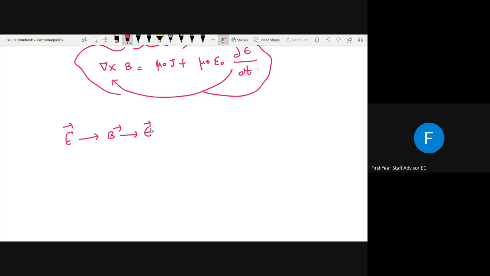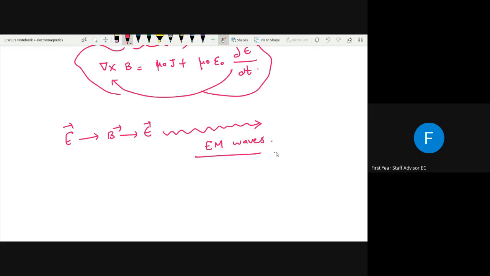This process continues along the space, and thus a time varying electric and magnetic field, coupled, propagate in space. That means a time varying magnetic field produces a time varying electric field, which in turn produces a magnetic field again. So this process continues, and this disturbance goes along the space, and such a disturbance or wave propagating along space is called electromagnetic waves.